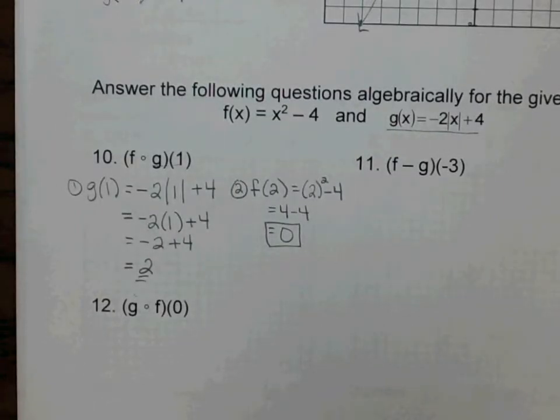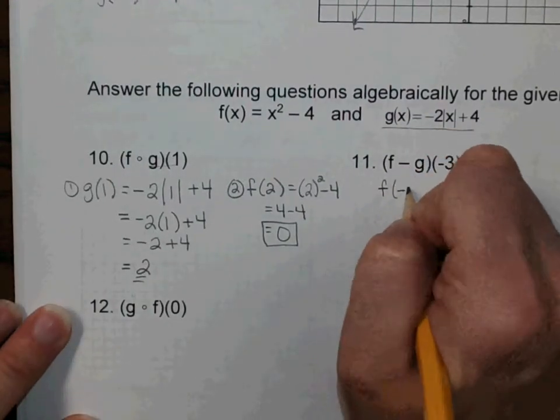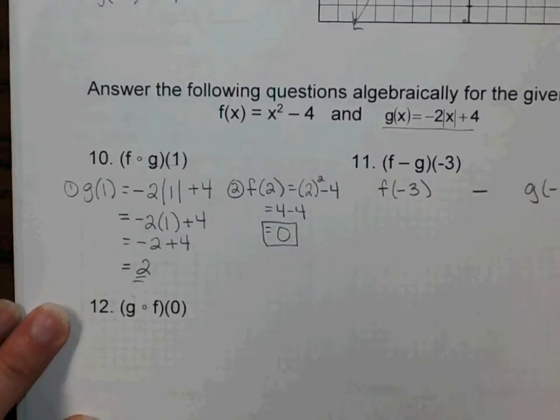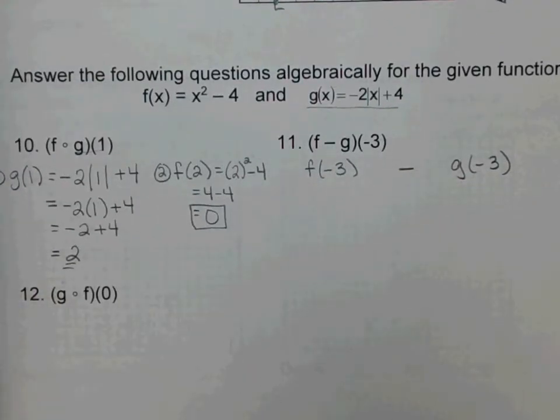Okay. Number 11, f minus g of -3. This is f of -3 minus g of -3. And I spread it out like this because I'm going to do my work for this part here, do my work for this part here, and then I'll subtract them at the end. So you're just plugging them into their respective functions.